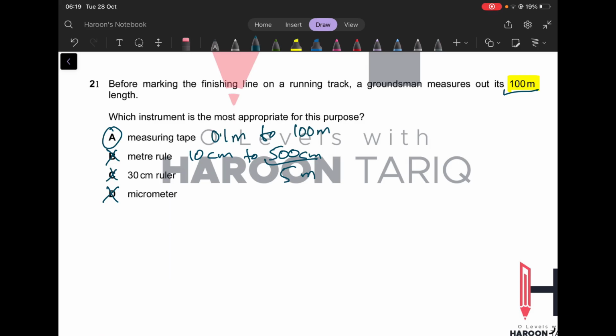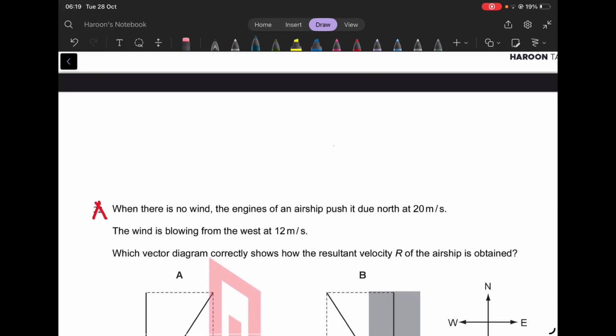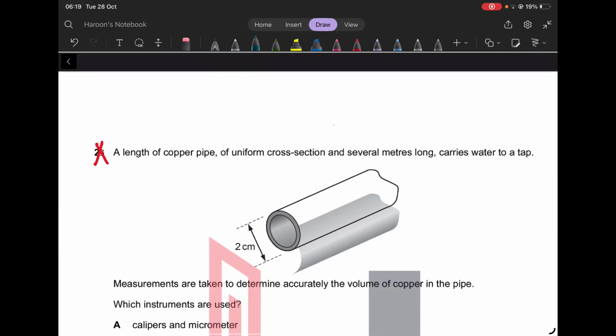Measuring tape can go from 0.1 meters, basically 10 centimeters, to 100 meters. It can be bigger than this as well. The tape should be big enough, and it is easy to store as well. In a small space, you can store a measuring tape measuring 100 meters as well. So A was the answer for that question. Next question.